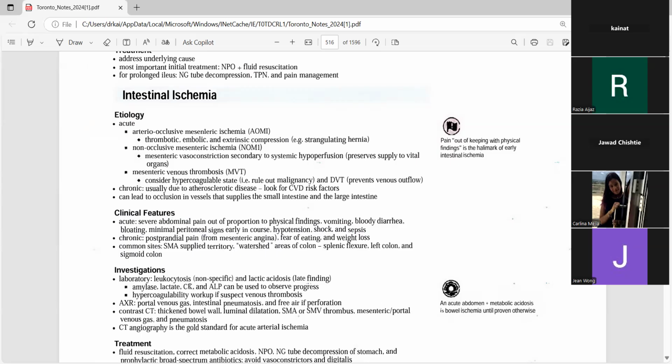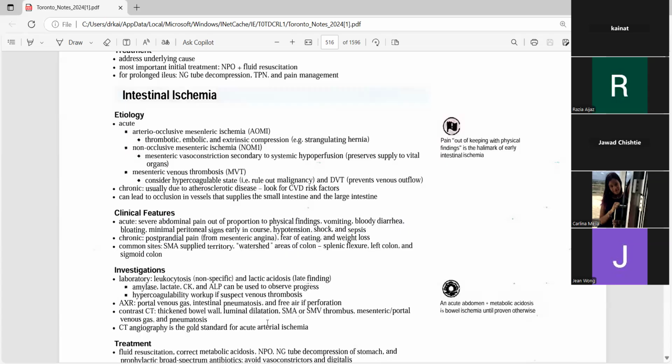So then we are going to start with the leukocytosis, finding out obviously CBC, doing that one. Then lactic acidosis, a late finding. Amylase, lactate, CK, ALP. Why CK, ALP? We want to rule out if this is related to the gallbladder or anything else like that too. Can be used to observe the progress. And then hypercoagulability, then you are going to do the x-ray.